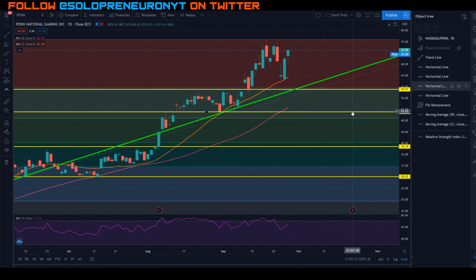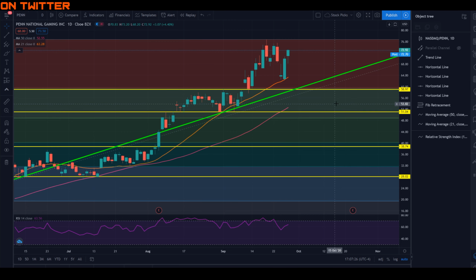However, in the short term, and when I say short term, I mean maybe the next week or two of trading days, I'm a little bit bearish on Penn because I think it's a little bit overvalued right now.